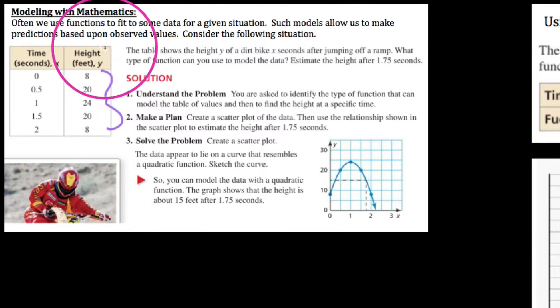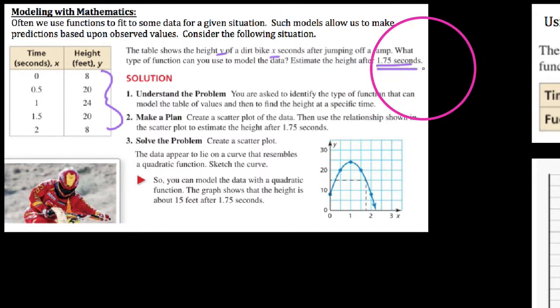Such models, like I mentioned here, allow us to make predictions. We're going to look at a situation here where we have some time and some height at a given time, in feet. And basically what you're seeing here, it says the table shows the height y, or the output y, of a dirt bike x seconds after jumping off of a ramp. So it says what type of function can you use to model the data and estimate the height after about 1.75 seconds.